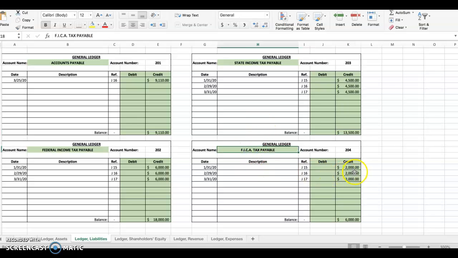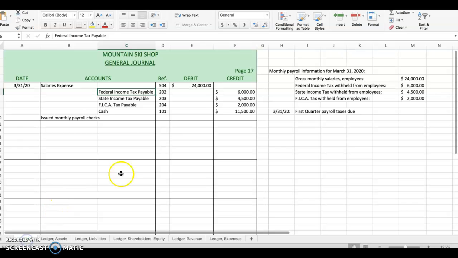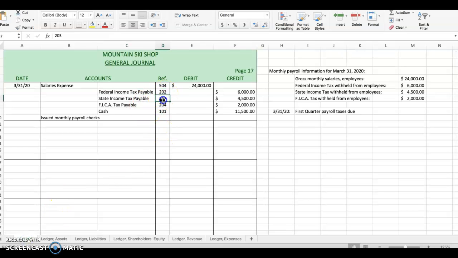FICA tax payable, we see 3 credits at the end of January, February, and March, adding up to a total of 6,000. Excuse me. And that's currently what we owe for FICA. There's a little bit of a wrinkle to this that I'll explain in a few minutes. But this, in the liability section of the ledger, will show those accounts that deal with taxes that we withhold from employees. So we have now posted all of these accounts in the ledger, and we have also posted cash.